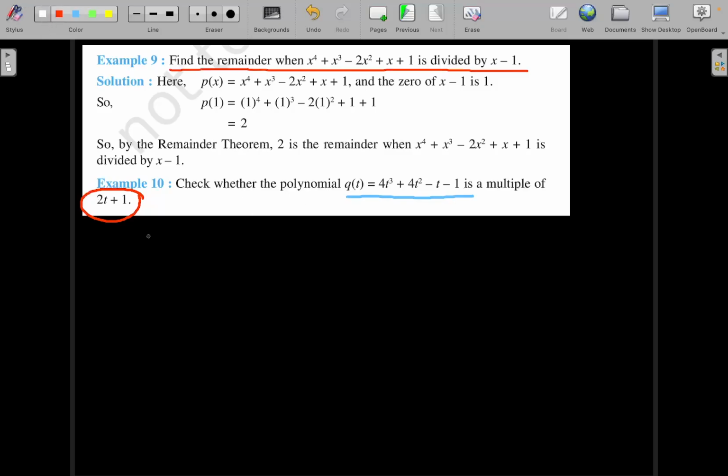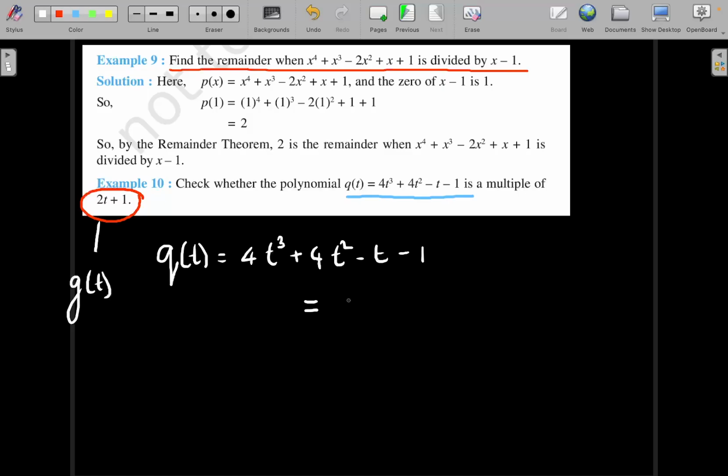So here we go. We have the polynomial q of t equal to 4t cube plus 4t square minus t minus 1. Now let's say that this particular polynomial, let's call it maybe q of x, oh, I cannot use q, I've already used q here. So let's say g of t. So let's say that this polynomial is equal to g of t into h of t.